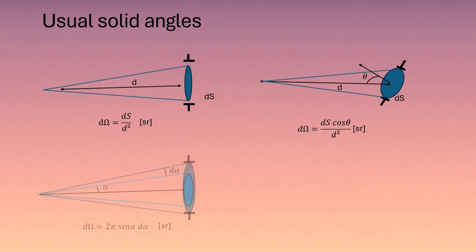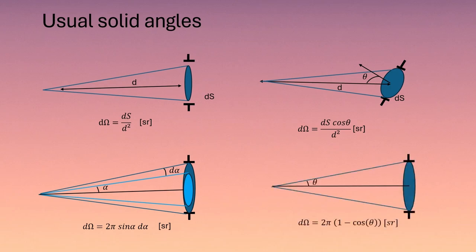In the case of a source with a central symmetry, for instance a Gaussian beam, the flux coming inside the pupil is not identical in each zone. Hence, it is necessary to take this fact into account by looking at each part of the pupil separately, using an infinitesimal ring solid angle. Finally, one can also define a solid angle by a cone subtended by the aperture with an angle theta.